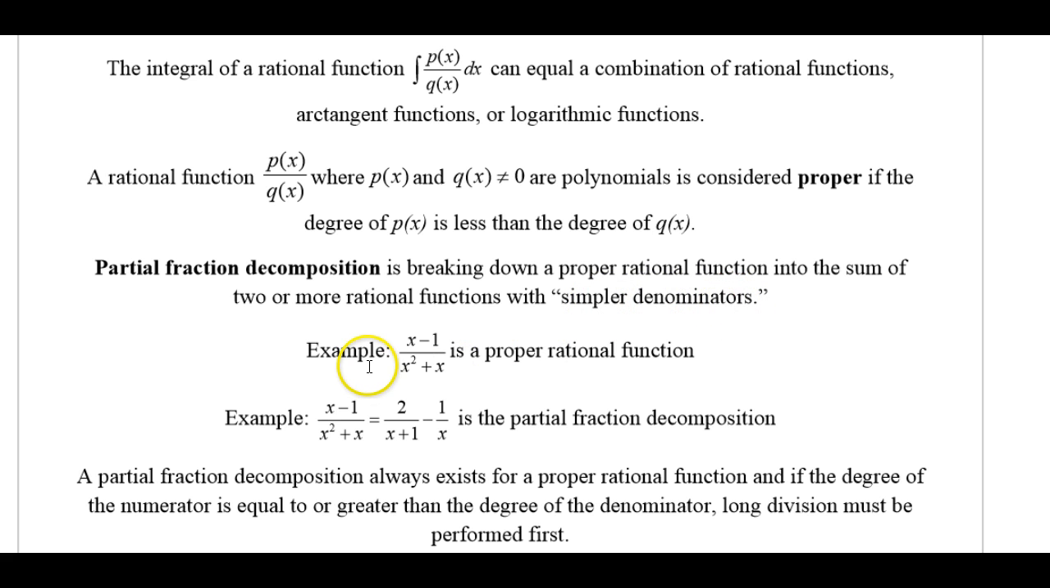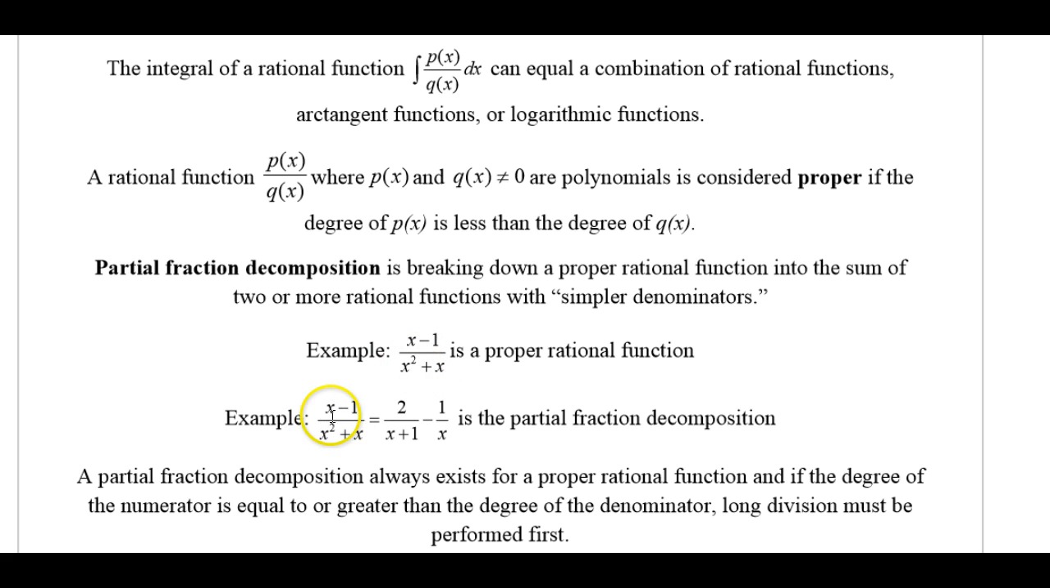So let's take a look at an example of a proper rational function. I have x minus 1 divided by x squared plus x. So the degree of the numerator is 1. It's a linear polynomial, and then the degree of the denominator is 2. It's a quadratic. So since the degree on top is smaller than the bottom, this is a proper rational function. So that means we can break it down into two or more rational functions with simpler denominators. Simpler meaning that instead of being a quadratic, something nicer than a quadratic is a linear.